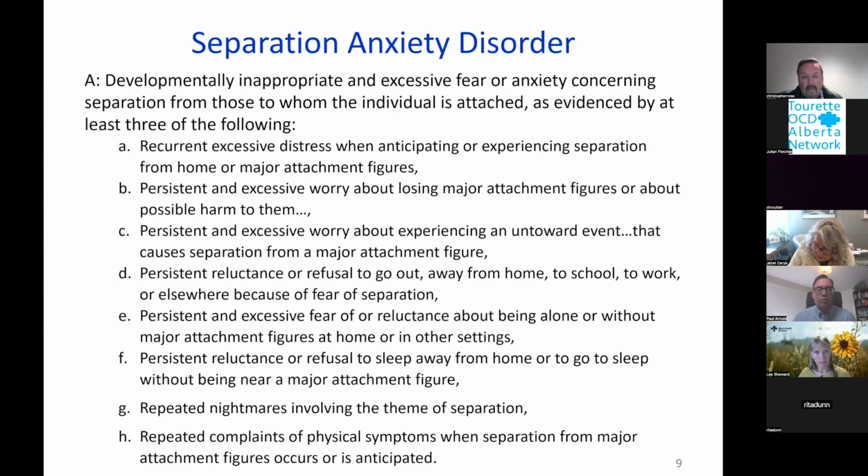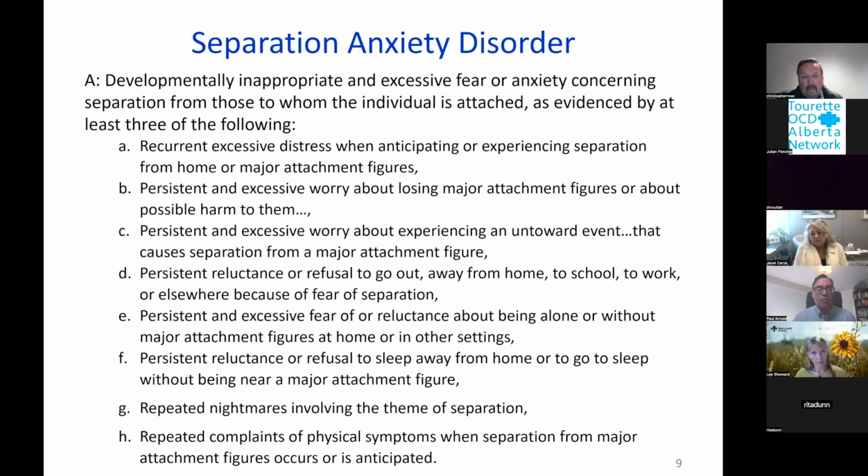When separation from major attachment figures occurs or is anticipated. Of course, these things can overlap. So, for example, the persistent refusal to go to school, symptom D, could be classified as symptom B, but it could be that the way the child presents is the child says, I can't go to school today, I got a headache or a stomachache, and it's really anxiety driven. So that can be a common presentation.